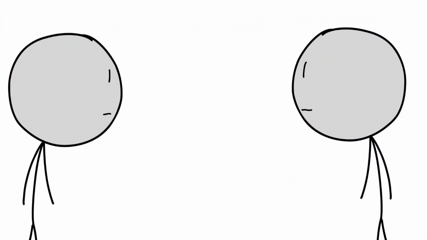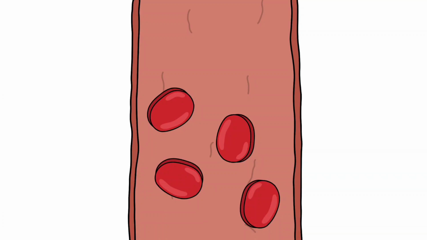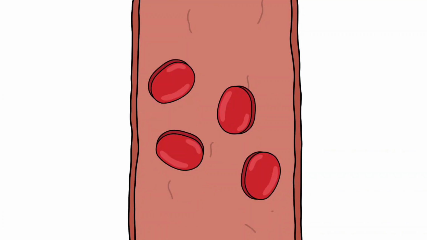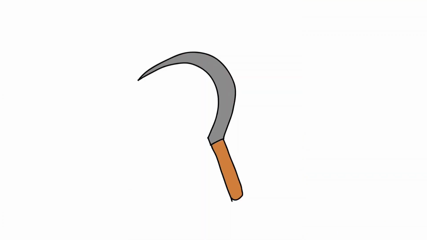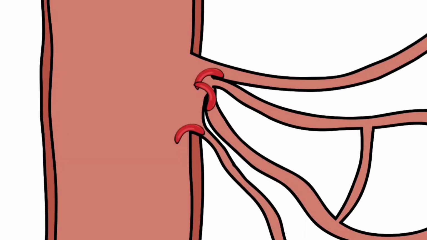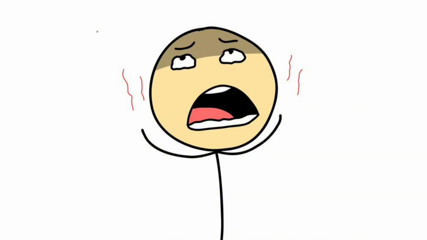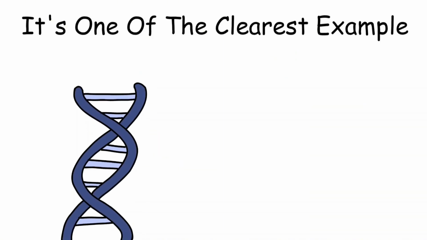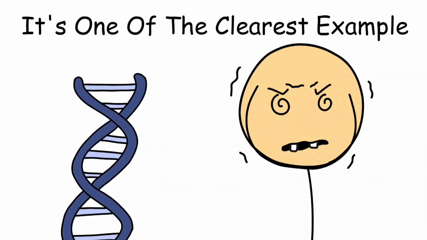The most famous example is sickle cell disease. Here, a single mutation changes the shape of red blood cells from round and flexible to sharp and curved, like tiny sickles. These cells can't carry oxygen efficiently, and they get stuck inside blood vessels, causing intense pain and organ damage. It's one of the clearest examples of how one letter in your DNA can rewrite an entire life story.